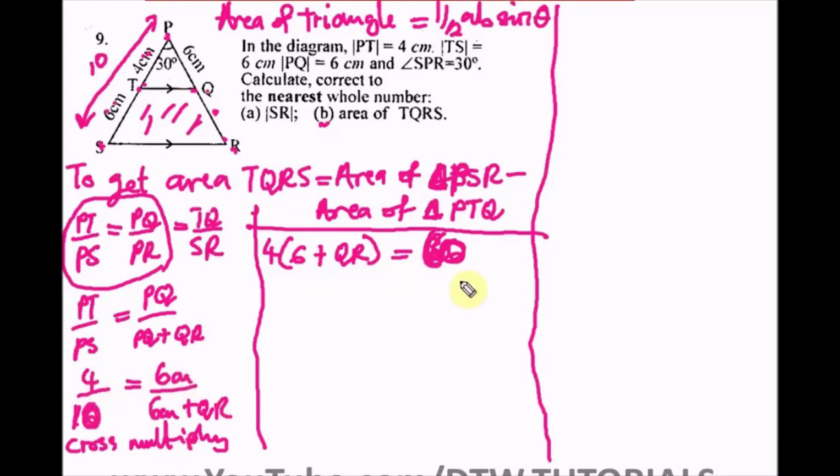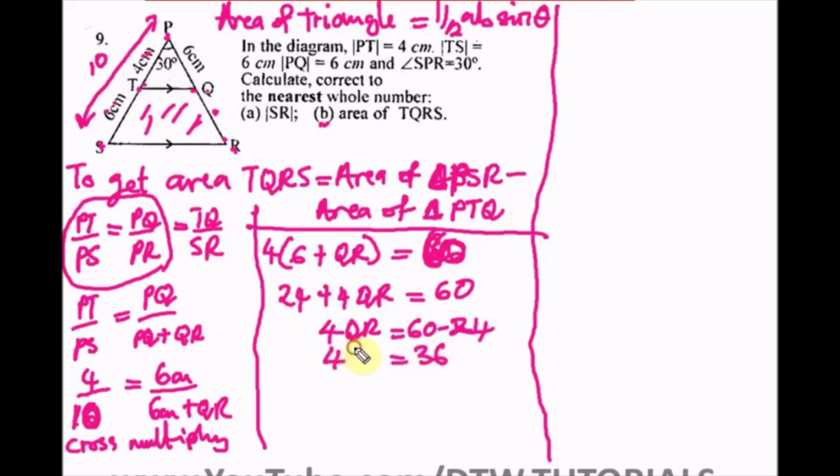So we have 10 times 6, which is 60. So let us open up this bracket. In opening up this bracket, 4 times 6 will give us 24, plus 4 times QR, which is 4QR, equal to 60. So let's take 24 to this side. We have 4QR is equal to 60 minus 24, because positive to the other side will be negative. And what is 60 minus 24? We have 36, and this is 4QR. So to get QR, we divide both sides by 4. Okay, cancel out.